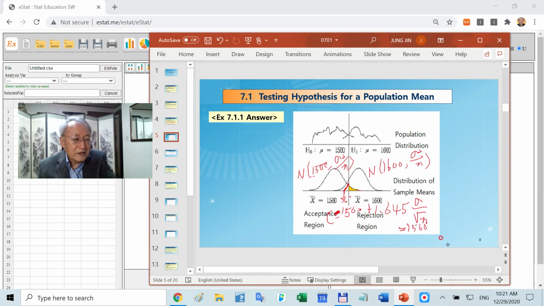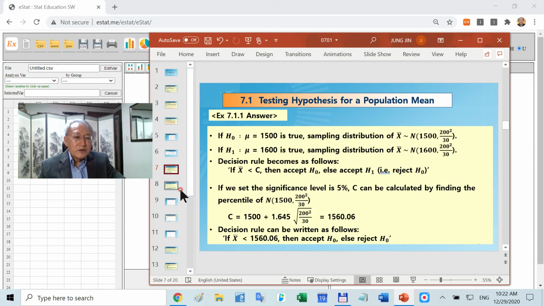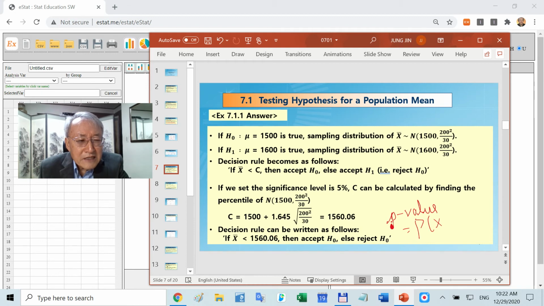Suppose the right tail is what determines accept or reject. Then from the right tail, you calculate the probability up to the sample mean, like this. It means the location of the sample mean from the right tail. We call that the p-value. Well, why are they thinking about the p-value? In terms of this notation, the p-value is the probability that the sample mean is greater than 1555. It means the location of the sample mean from the right tail.